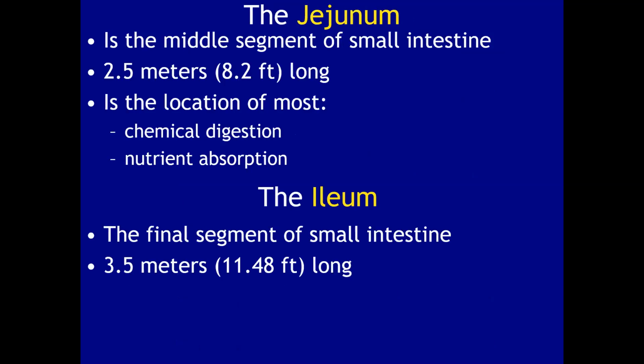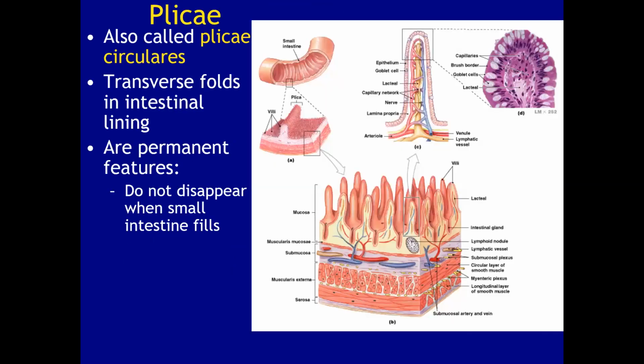The jejunum is the middle section. It's about 8.2 feet long. This is where most chemical digestion and nutrient absorption occurs, which makes sense. It's a very long portion. And then the ileum is the final segment. It's almost 12 feet in length. The plica that we talked about before are these transverse folds. They're permanent and they do not disappear when the intestine fills.